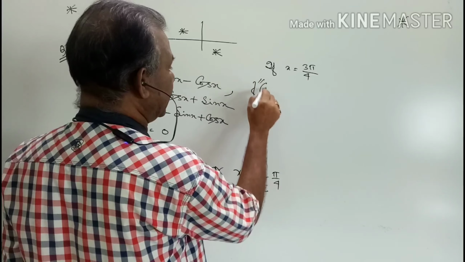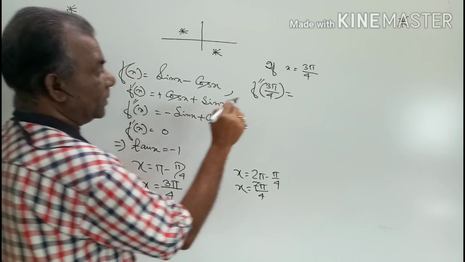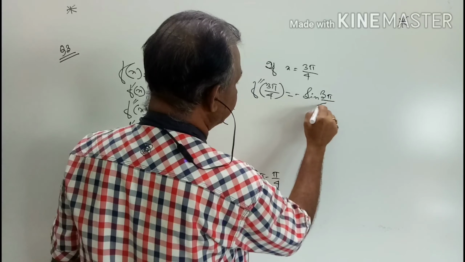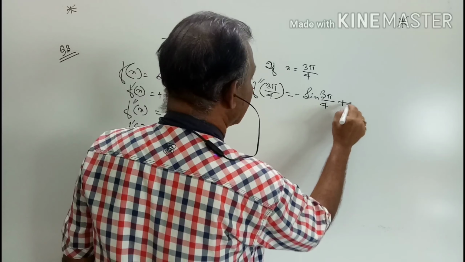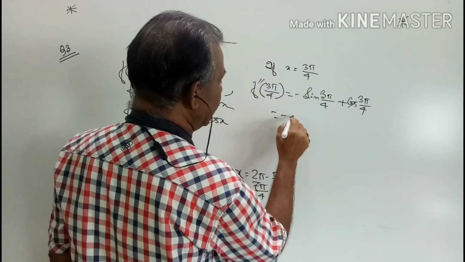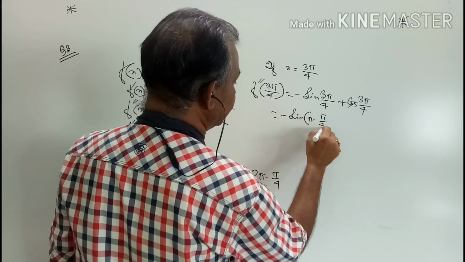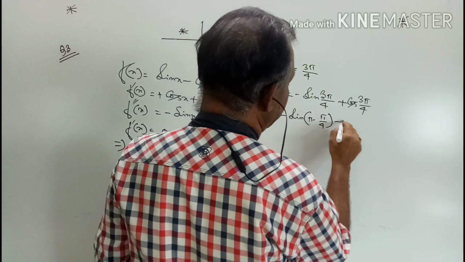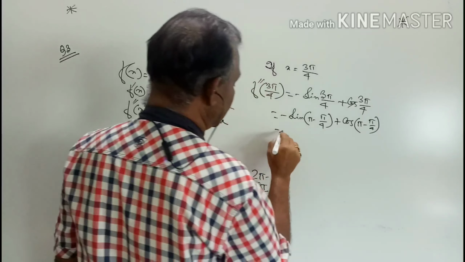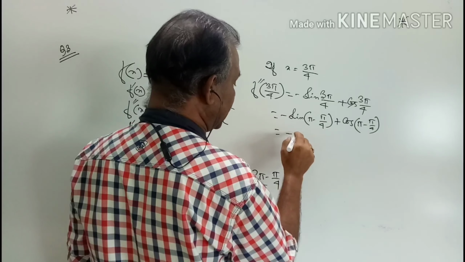f double dash 3 pi by 4 equal to minus sin 3 pi by 4 plus cos 3 pi by 4, which is minus sin (pi minus pi by 4) plus cos (pi minus pi by 4). So it will be 180 minus theta. Sin 180 minus theta is a positive sin theta.